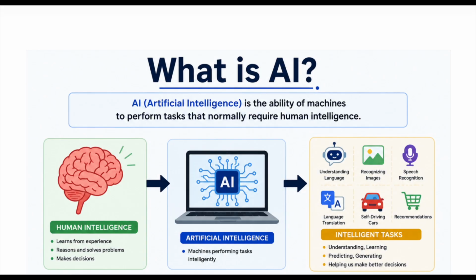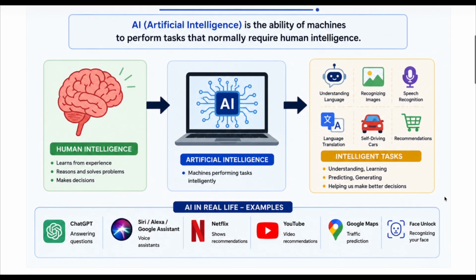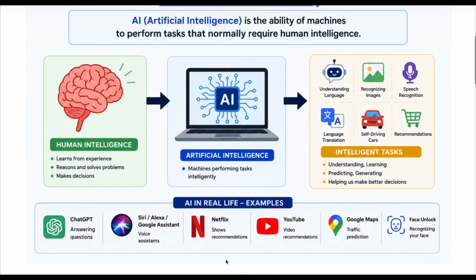Now, the interesting part is AI is already part of our everyday life. Sometimes we use AI without even realizing it. When Netflix recommends movies, AI is analyzing your watch history and suggesting content you may like. When YouTube recommends videos, AI is predicting what you may want to watch next.